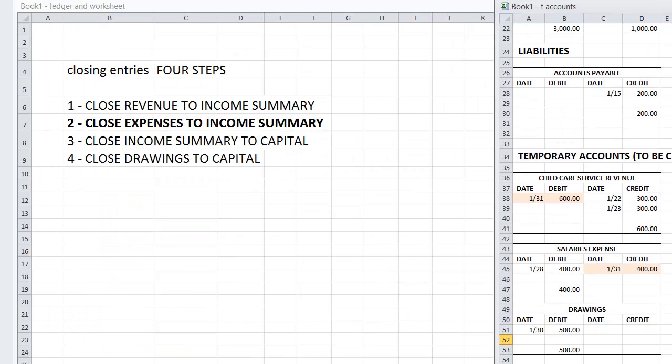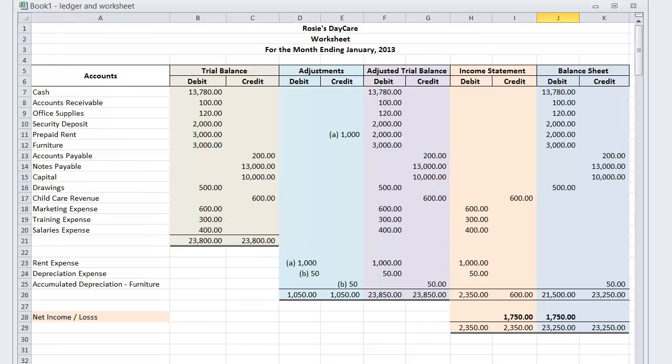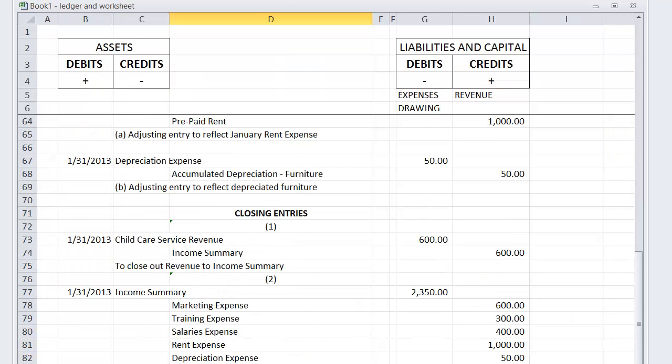So in here on the ledger, again, these are transactions that are posted like any other transactions. On number 3, we're going to close out to capital. We're going to put in capital as a debit, so we're going to do capital 131, capital 1750, and then we're going to do income summary 1750, and this is to close income summary to capital.